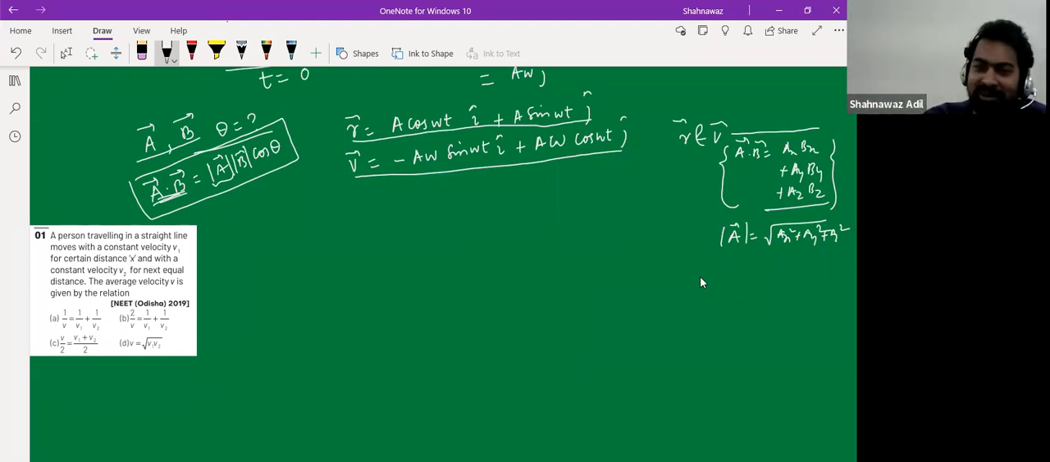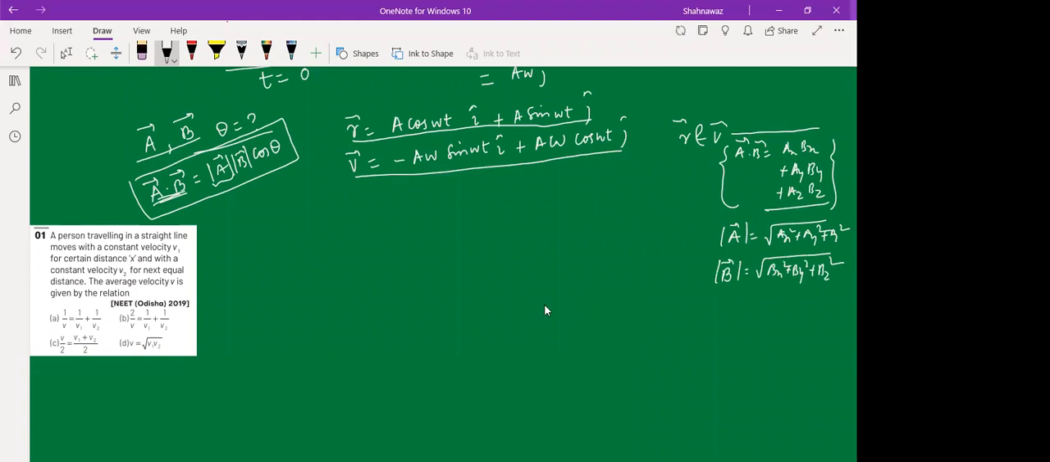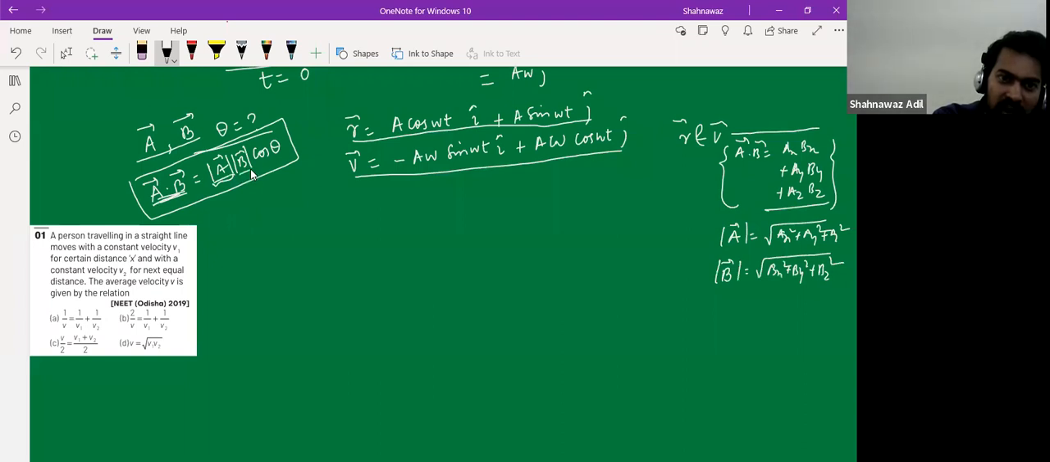Yes, thank you. So what will be the magnitude of B? Right. Any question? Awesome. So we know A dot B, we know A magnitude, we know B magnitude, and what is left? Theta, na? So from the dot product, we can calculate this theta.